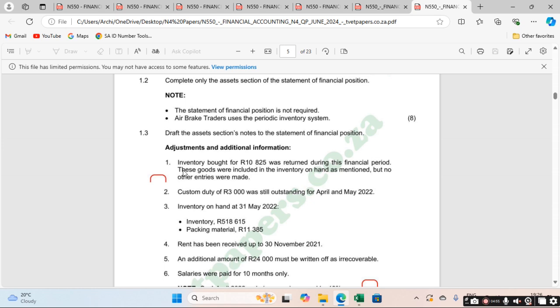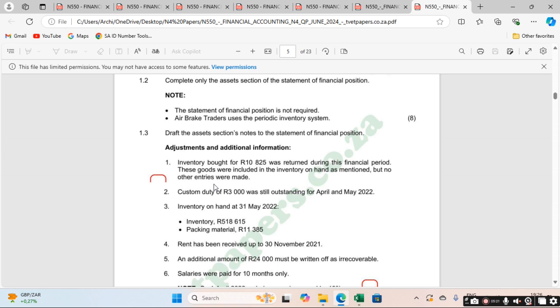So transaction number 1 is saying inventory bought for 10,825 was returned during this financial period. The goods were included in the inventory on hand as mentioned, but no other entries were made.